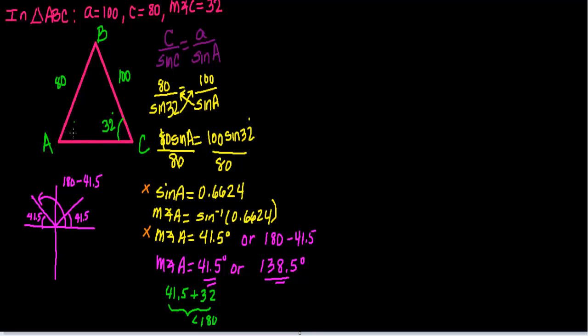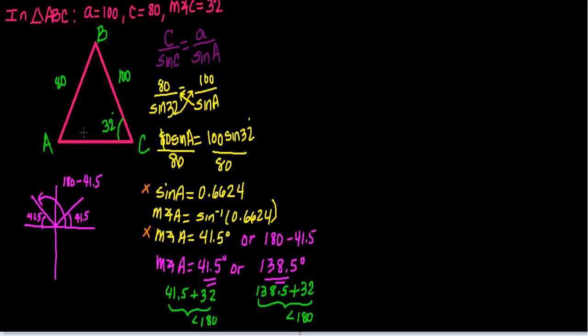I plug in 138.5 here in this triangle. And what I do is I take 138.5 and I add it to the given angle, which is 32. And this sum has to be less than 180, okay? And we can see right away that this is equal to 170.5. Okay, so it is less than 180. That tells me that both angles will work for this triangle.